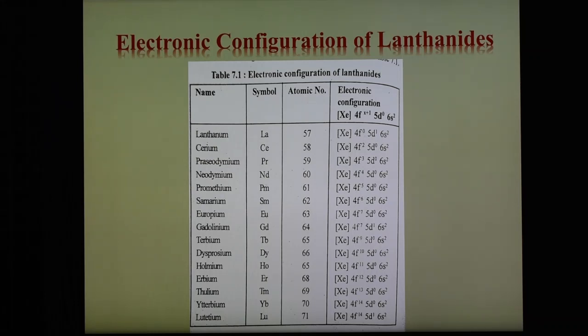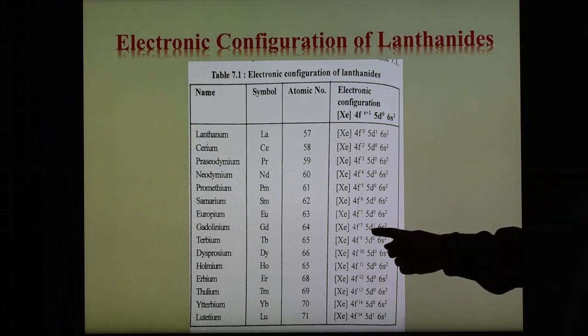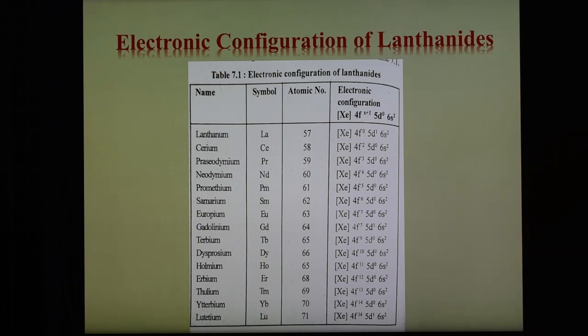So this is the reason that the 4f subshell accepts electrons instead of 5d, and only in the 3 elements, lanthanum, gadolinium and the last one, lutetium, does 5d have 1 electron. So the 6s orbital is completely filled, and the incoming electron goes to the 4f. After completing 6s and 4f, the electron will go to the 5d. This is the electronic configuration in the table.